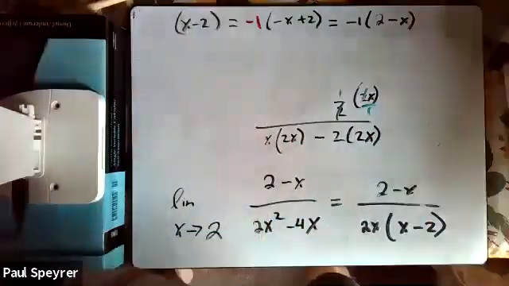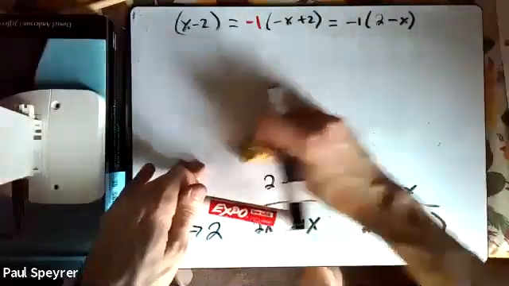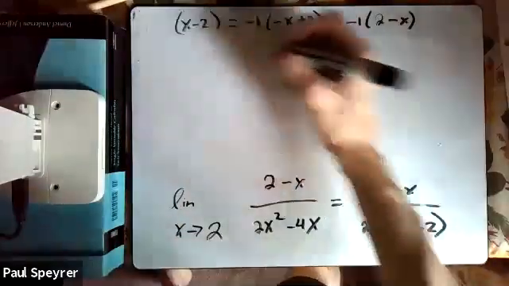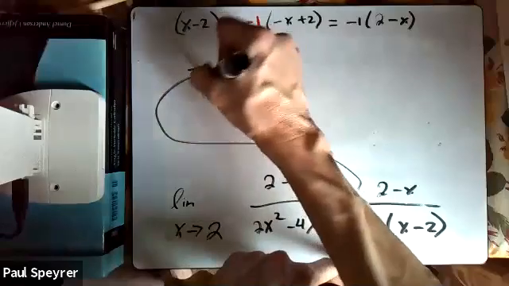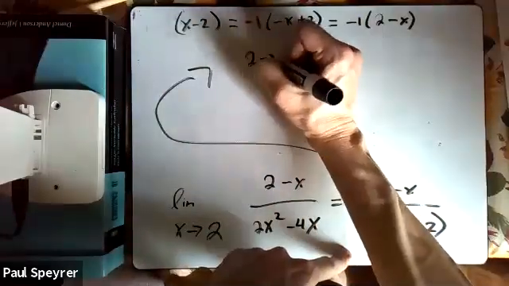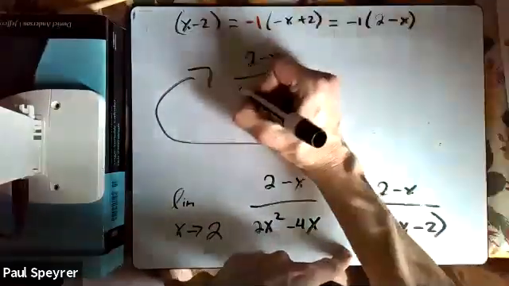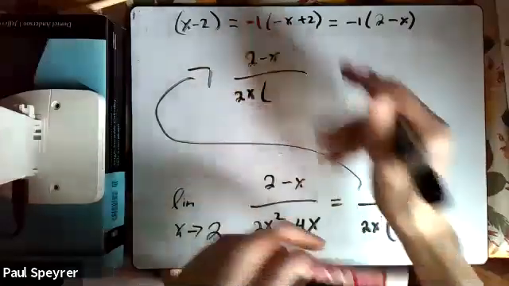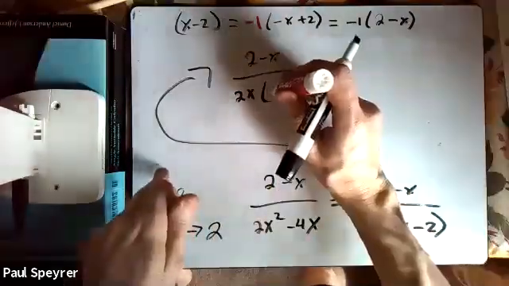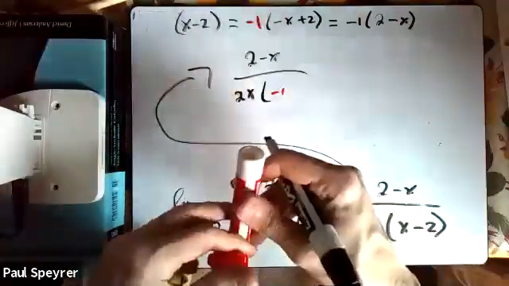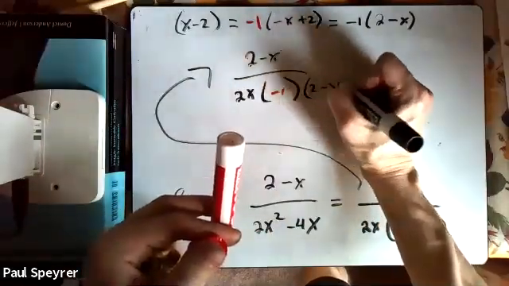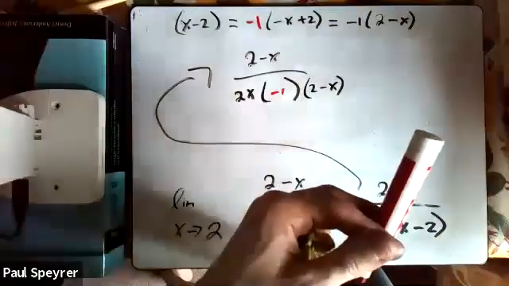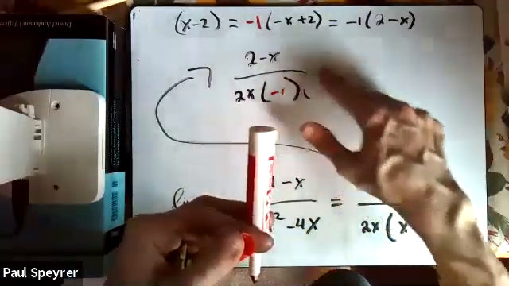Why did I do that? Because now we can cancel, right? So coming back from this, we're just going to go, this is 2 minus x over 2x. I'll keep that negative 1 right here for a second. And then 2 minus x. I'll put all this in there.